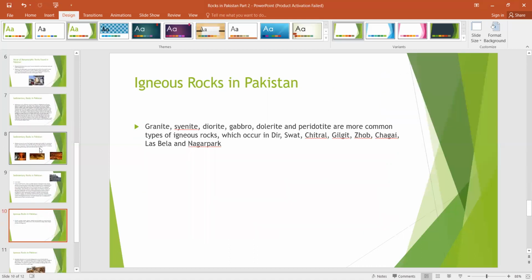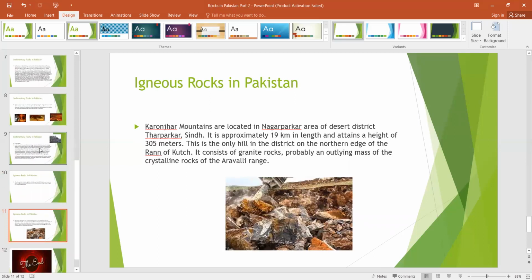So now I will talk about the igneous rocks in Pakistan. So the igneous rocks found in Pakistan are granite, syenite, diorite, gabbro, dolerite, and peridotite. These are the most common types of igneous rocks. These rocks are mainly found in Dir, Swat, Chitral, Gilgit, Zhob, Chagai, Lasbela, and Nagarparkar.